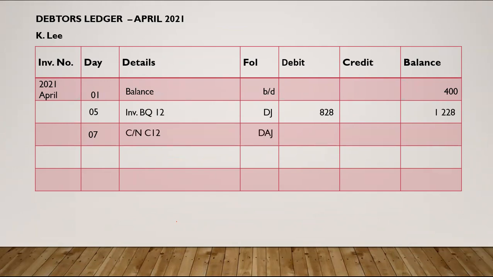On the credit side. Why the credit side? It's because Kylie is now owing us less, okay? We are subtracting what Kylie is owing us because Kylie returned the goods. Remember, when Kylie owes us, it will be on the debit. When Kylie owes us less, it will be on the credit. So to get the new balance, I'm going to take this 1,228 and subtract the 72 rand. It'll give me a balance of 1,156. Got it? We good?